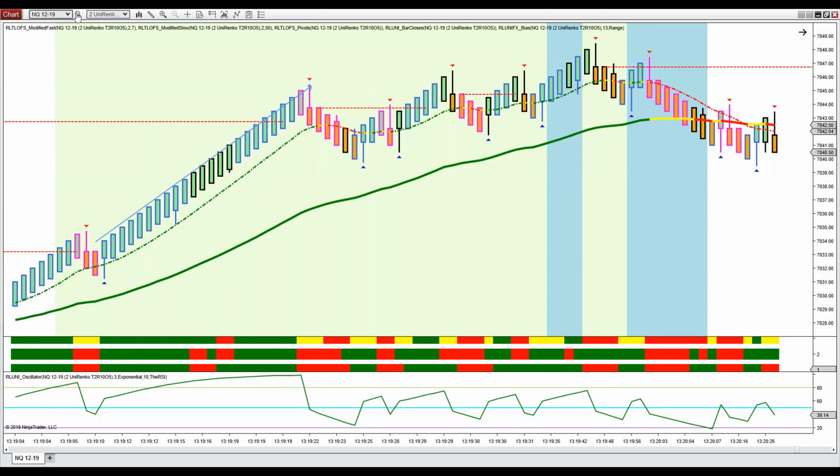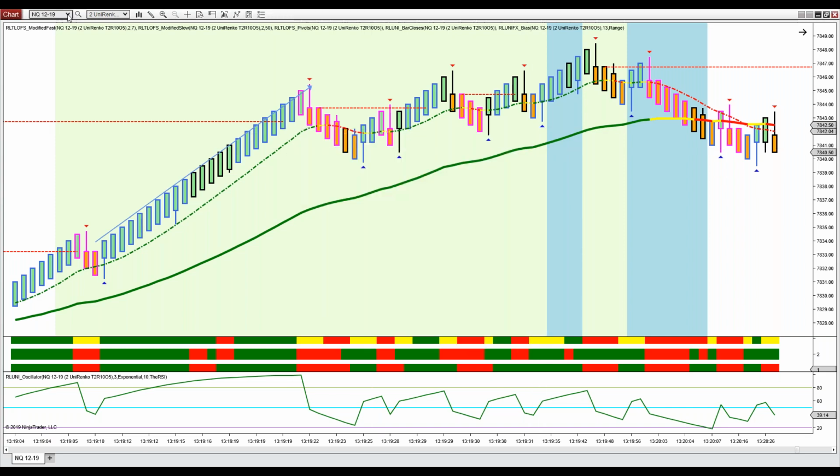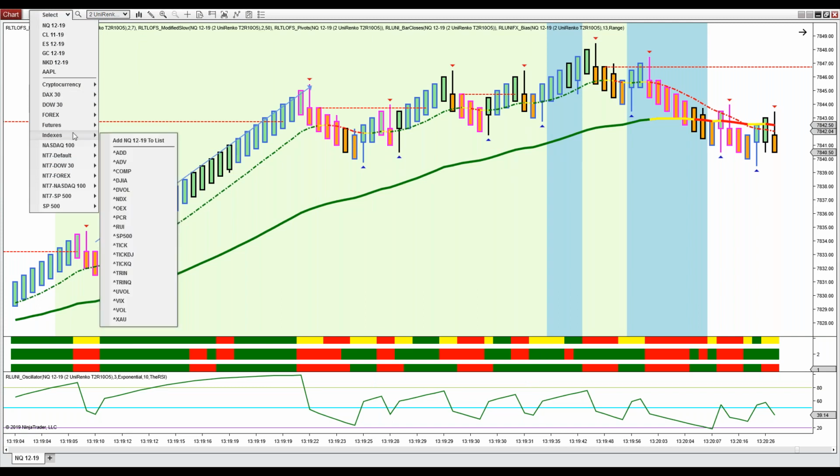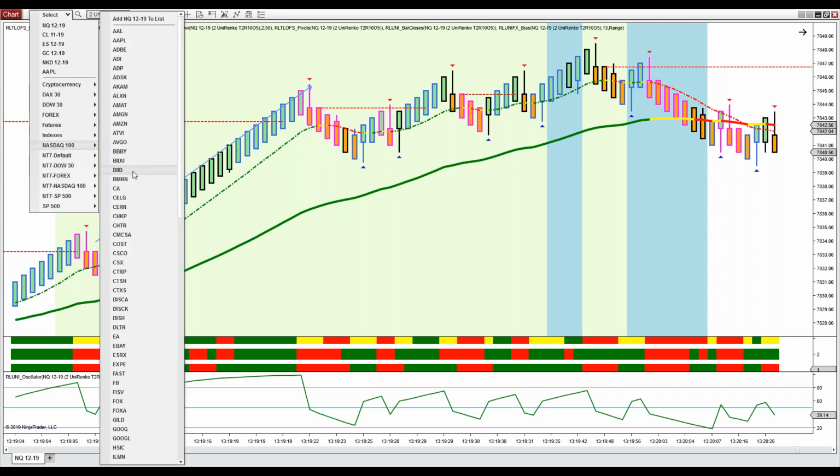So it doesn't matter what instrument you're looking at, what time frame, and let me show you one stock. We'll look at it on the NASDAQ 100. Why don't we look at Apple? Apple tends to be not that volatile, but we'll take a look at it.